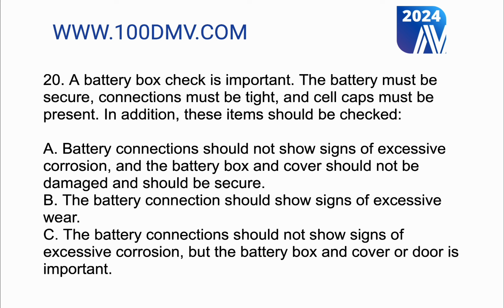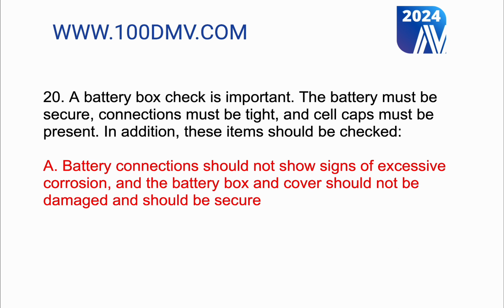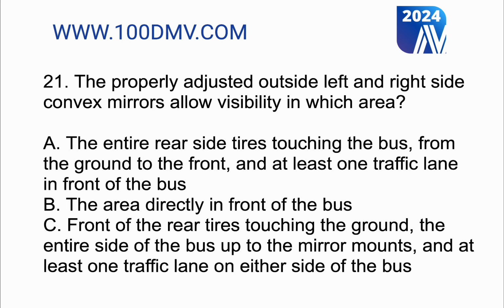20. A battery box check is important. The battery must be secure, connections must be tight, and cell caps must be present. In addition, these items should be checked. A. Battery connections should not show signs of excessive corrosion, and the battery box and cover should not be damaged and should be secure. B. The battery connection should show signs of excessive wear. C. The battery connection should not show signs of excessive corrosion, but the battery box and cover or door is important. Correct answer. A. Battery connections should not show signs of excessive corrosion, and the battery box and cover should not be damaged and should be secure.